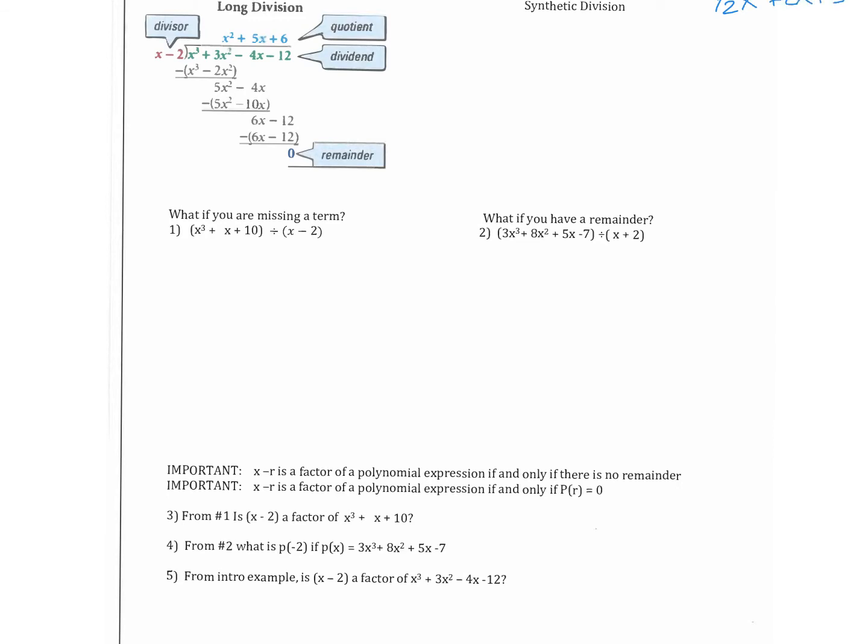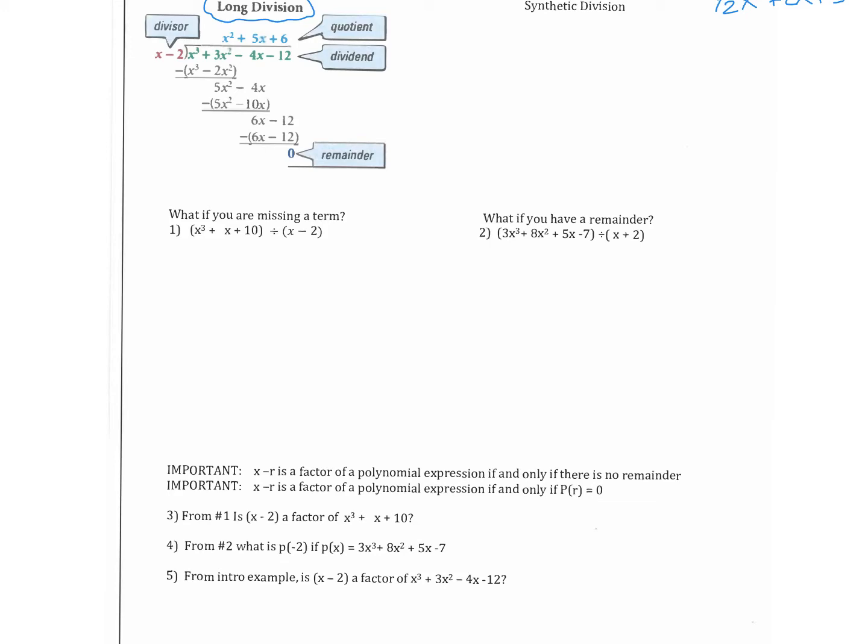So if you look down my yes column, these are all linear, x to the first. They're all a binomial, two terms, and they all have a coefficient that is 1 in front of my x. So how do we do synthetic division? Here's a worked out long division problem from our last lesson. Let's see how this would look as a synthetic division problem.